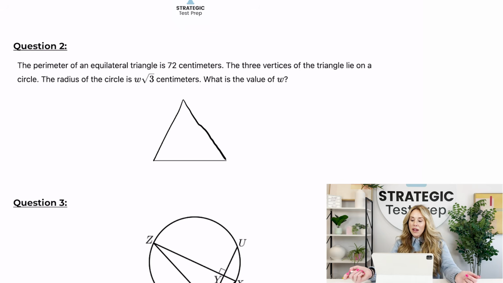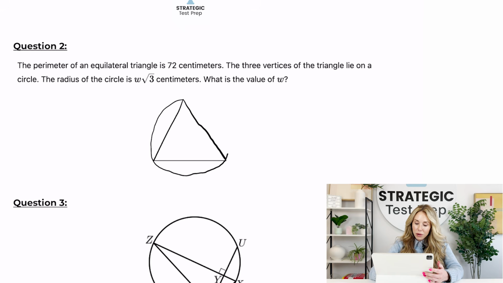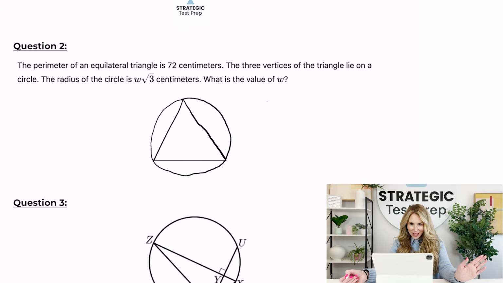Okay, and then they lie on a circle, the vertices. So we've got 1, 2, 3 vertices lying on a circle. Don't judge my picture. I'm doing the best that I can. Fortunately, you don't get points for pretty pictures or lose points for bad pictures on this test.